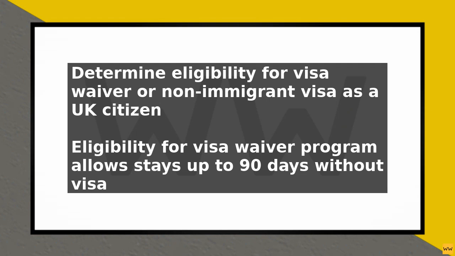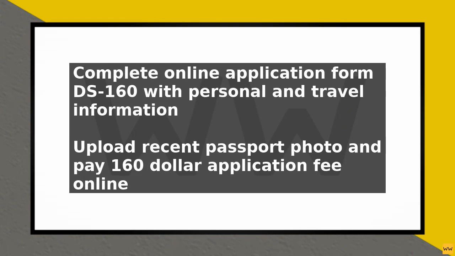However, if you plan to stay longer or for purposes other than tourism, you will need to apply for a non-immigrant visa. The first step in applying for a tourist visa is to complete the online application form, known as the DS-160. This form can be found on the U.S. Department of State website and requires you to provide personal and travel information. You will also need to upload a recent passport photo and pay the application fee, which is currently $160.